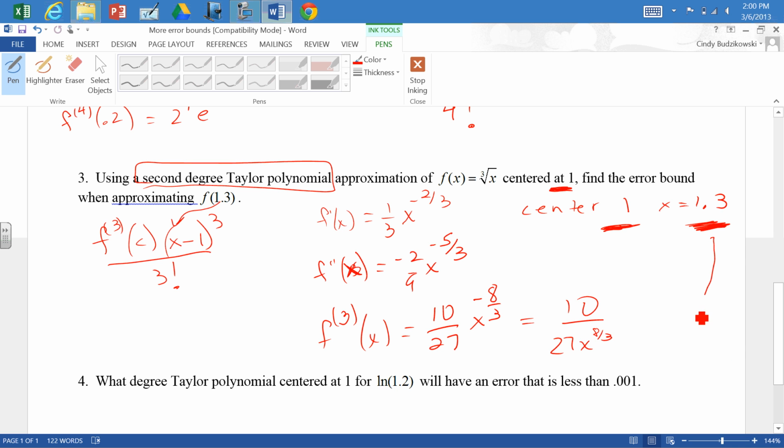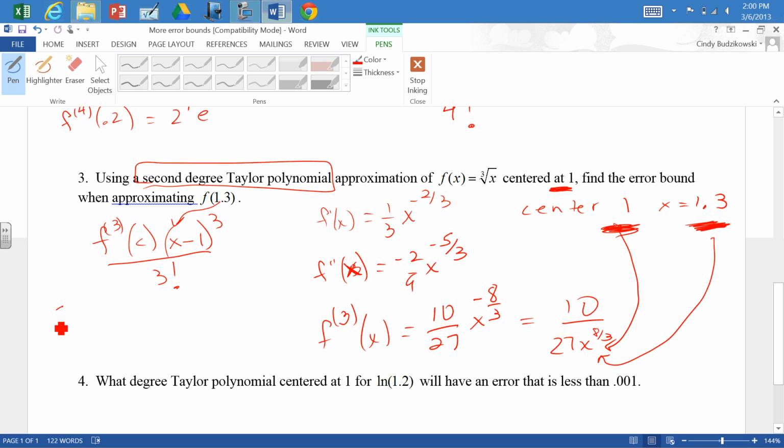So if I put 1.3 in here, that's going to make the denominator larger, which will make the fraction smaller. So I actually want to put 1 in here. That will make the denominator smaller, which will make the fraction larger. Okay, so I'm going to use 1 in here.